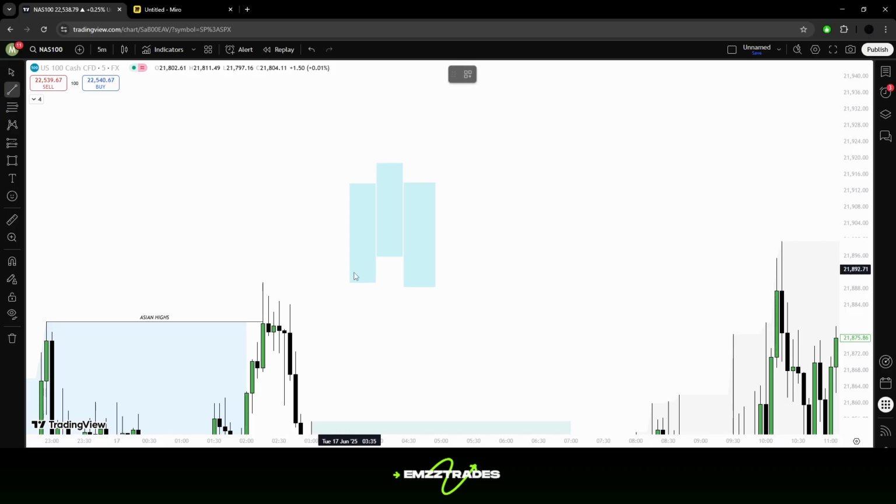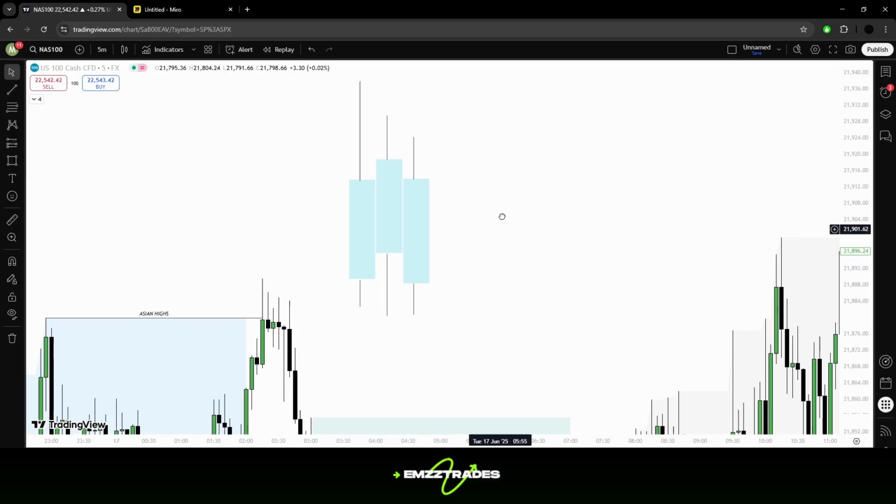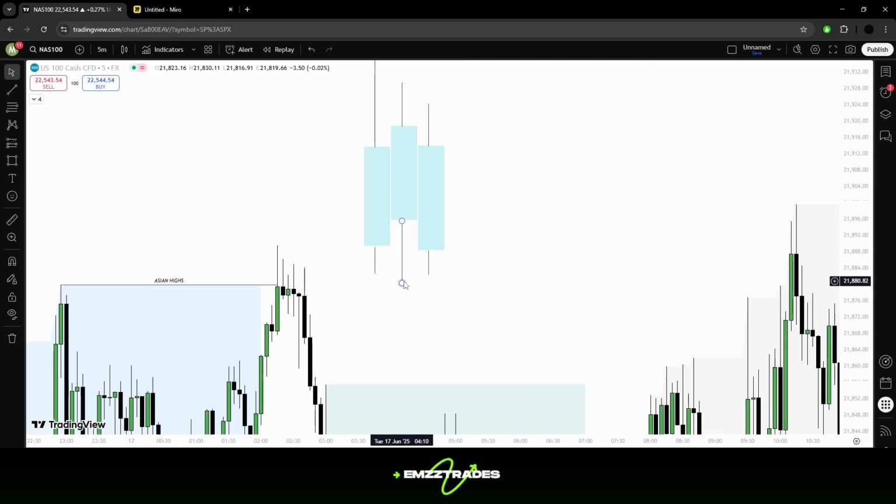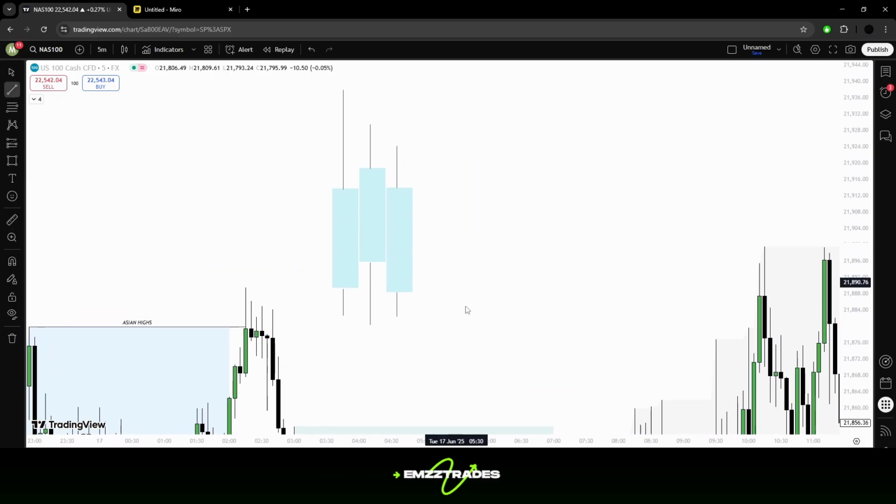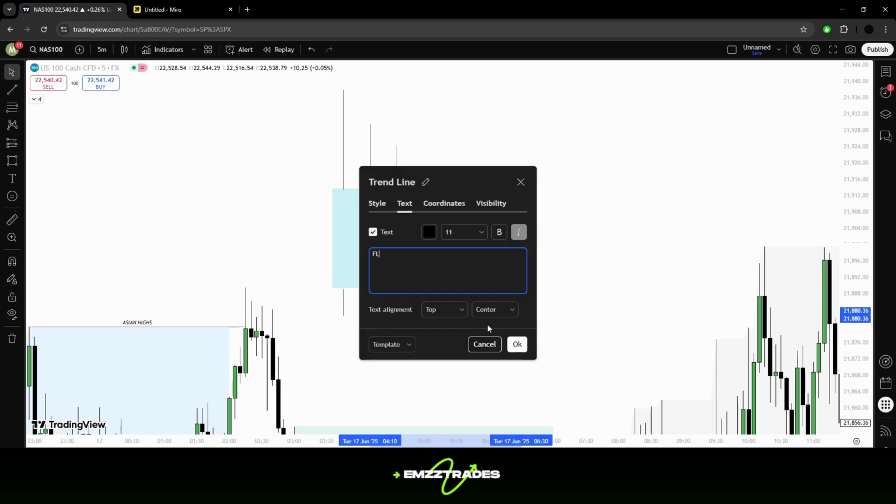So all you need to do to figure out which one is the fractal high, or the fractal low, sorry, in this instance, is the wick needs to be the longest one out of the 3. As you can see right here, the wick is clearly the longest one, the one in the middle. And that's exactly what you need to be doing, right? And that's what gives us our fractal low. So I'm going to be marking this out, and this will be the fractal low right there, okay?